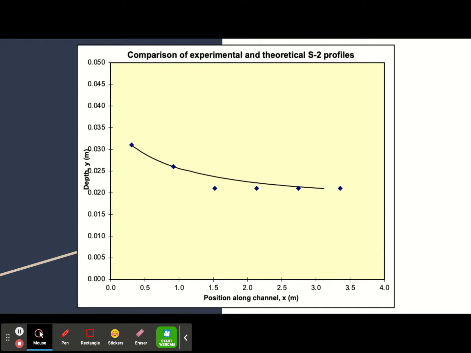For this graph shown on the screen, for the S2 profile, when comparing the experimental and theoretical data, the curve is not linear, like it was in the S1 profile. The relationship between depth and position along the channel is opposite of that with the S1 profile. For the S2 profile, the depth decreases as the position along the channel increases.